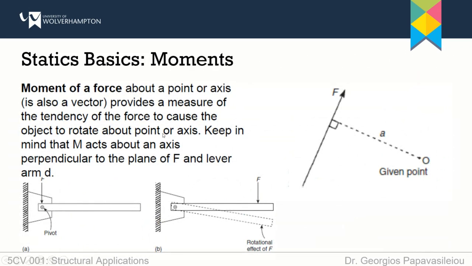Of course, everything that we saw up to this point has to do with points in space, which means that they have no dimensions. However, structures do have dimensions. So when you have a force on the structure, you will also have a moment developing on that as well. Of course, if the force applies on the point, then the moment will be zero. But if there is a perpendicular distance between the force and the given point, then there will be a moment. The moment of force F over here, M, will be F times the perpendicular distance A.